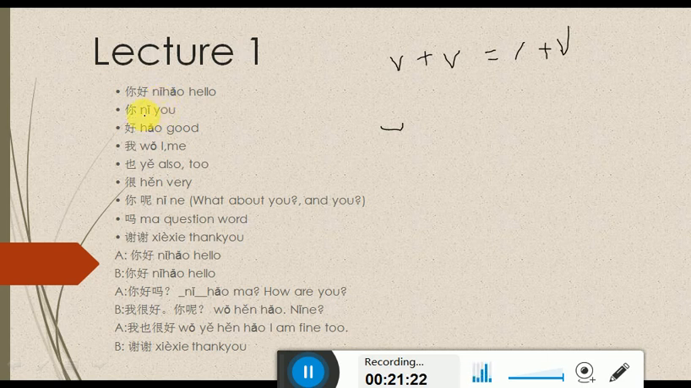The next word is ni. If you use ni alone, without hao, it means you. If you use ni hao together, it means hello. The next word is hao. Individually, hao means good. The next word is wo. Wo means I, me. Whenever you say I in Chinese, you say wo.